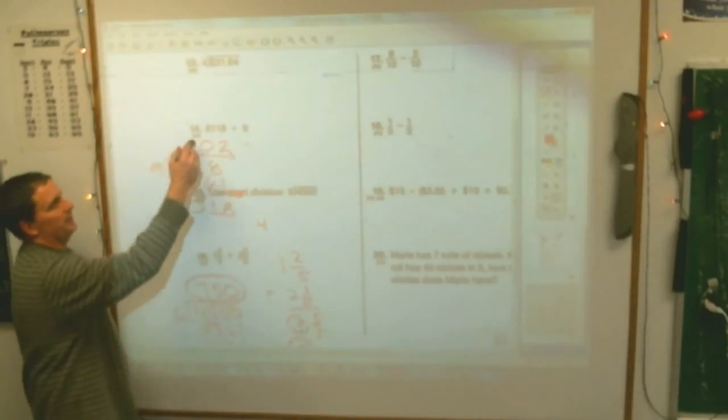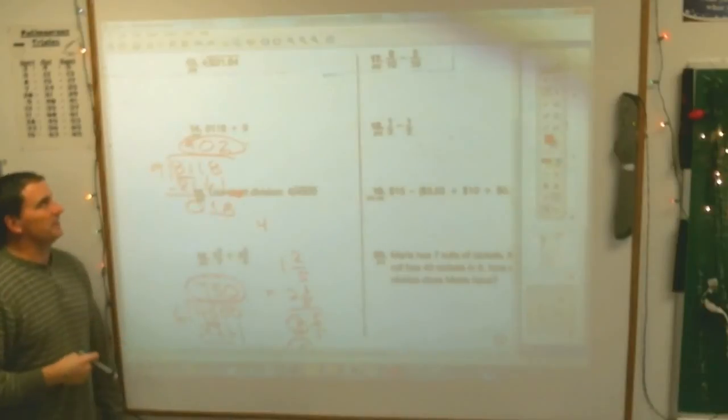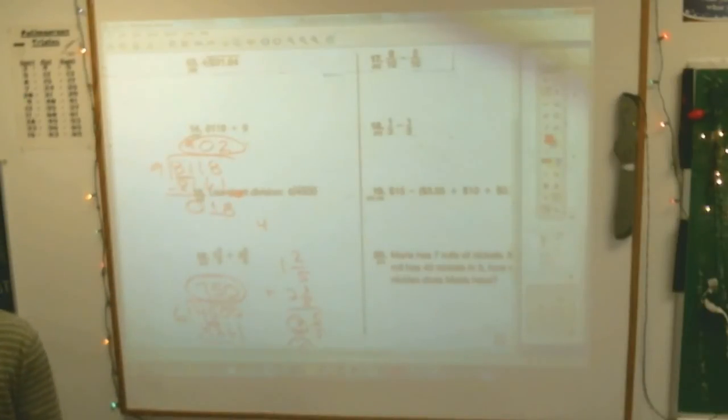Well, we don't deal with decimals. If you get a decimal answer, you're going to be wrong unless we're talking money, because we haven't gone through decimal division yet, I don't think.